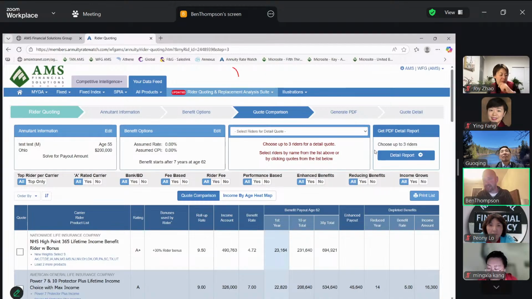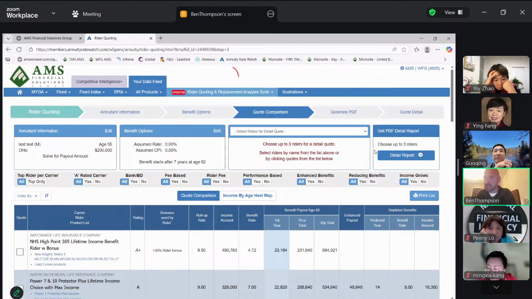So at the time that they decide that they want to take that income, the income base has grown from the 200,000 that they put in to 490,000 and change. If you multiply 490 and change by the 4.72% benefit rate, we get $23,164 for the rest of the client's life.